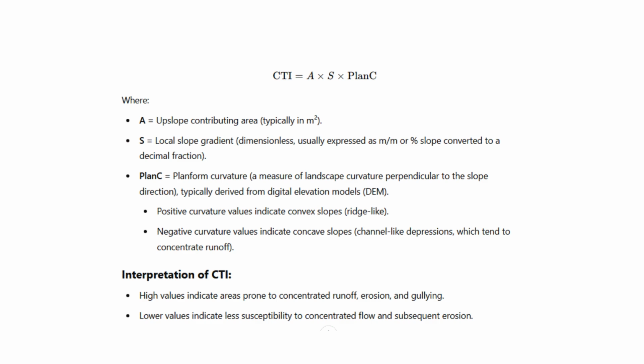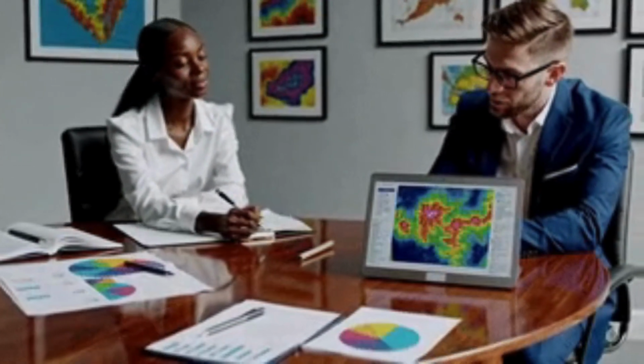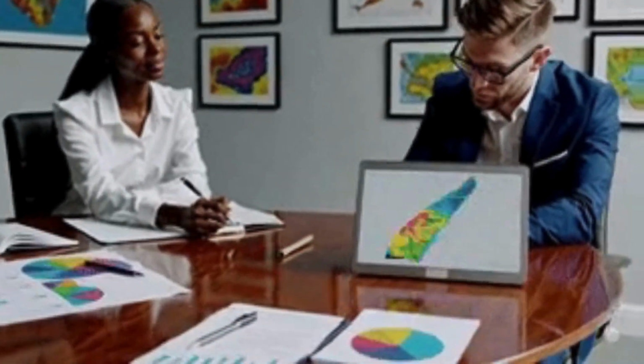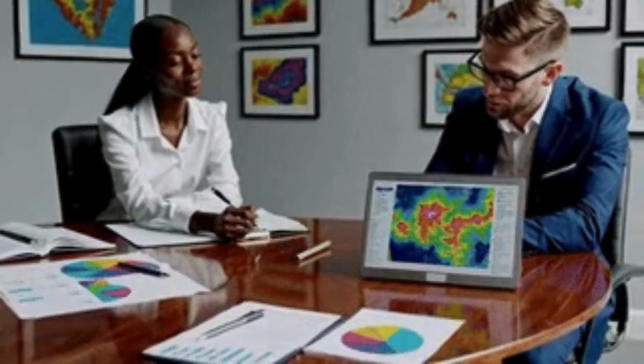Okay, now let's shift gears and talk about Bevan and Kirkby's Topographic Wetness Index, TWI, from way back in 1979. Now, this was developed as part of their TOPMODEL, which was really trying to predict runoff. So the goal here with the TWI was to figure out how topography influences soil saturation. So basically, where does water want to pool up? Where does it like to collect? And the formula here is a little different.